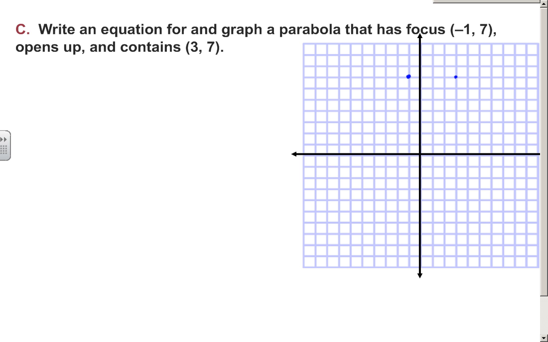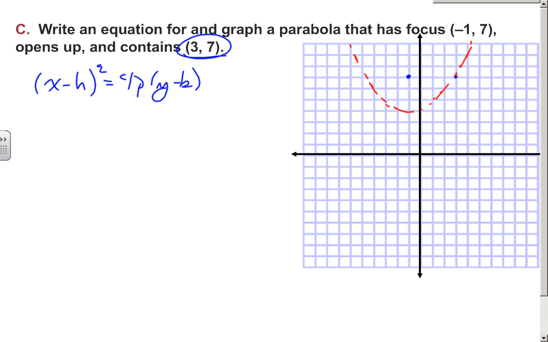Because it's opened up, we know the basic parabola is something along this line. But we don't know all the details of it, so we want to start filling some of that in. Let's look at our basic form of the equation. Open up means we have the form x minus h squared equals 4p times y minus k. Now what we do know about this is a point that it contains, the point 3, 7.